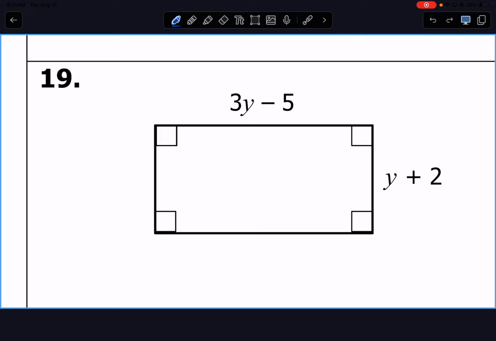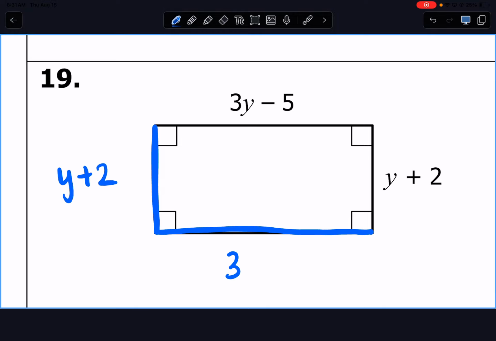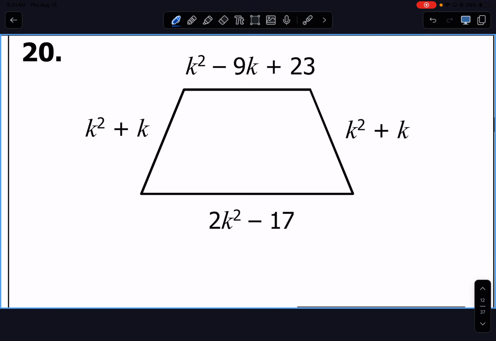So 19, what is the distance of this side over here? Yeah, that's just y plus 2. What about this one here? Yep. Okay, that's how you do that. Then you just combine your like terms. But 20, it does have the most going on.